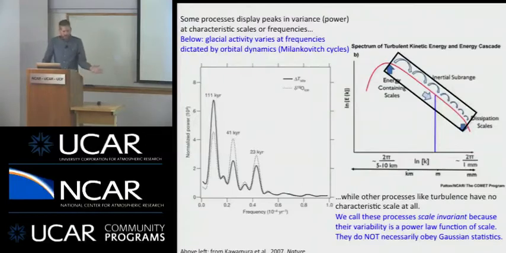But many other processes, on the other hand, don't really have a characteristic scale at all, like turbulence, for example. So we call these processes scale invariant in this range that's in the black box here, because their variability is a power law function of scale. And these do not necessarily obey Gaussian statistics. This is an important point for us if we want to be able to parameterize PDFs in terms of these really easy, analytically tractable distributions.